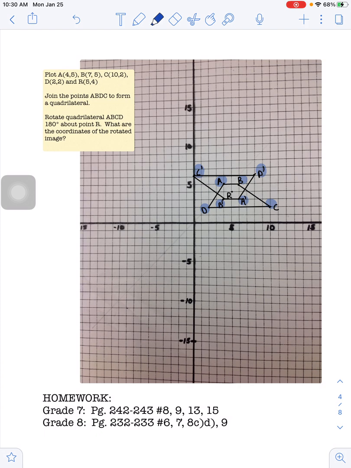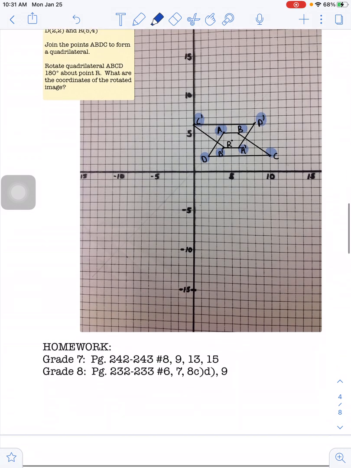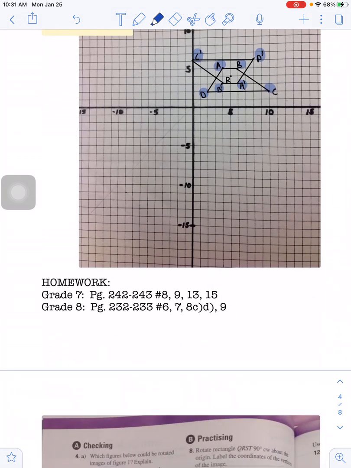When we connect the dots, it makes the same trapezoid, except it's been turned upside down. And that's what rotations are. They're a type of turn. So we have rotated this 180 degrees about point R, which makes the trapezoid look like it's been turned upside down. There are some practice questions there for you to work on today.